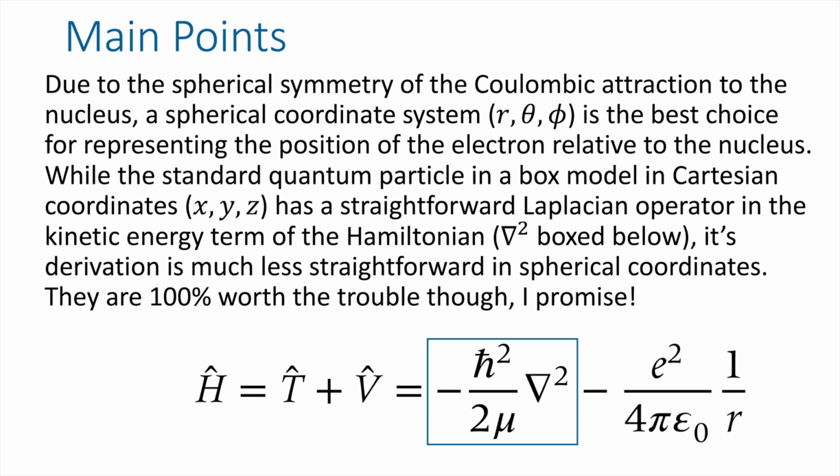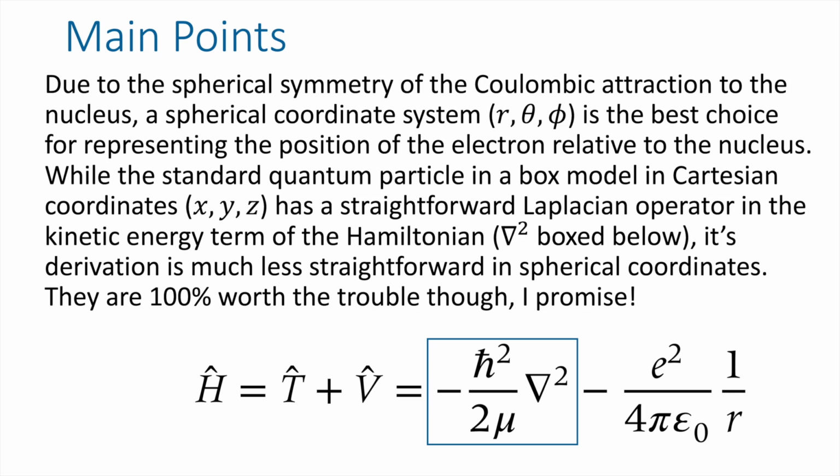Next point. Due to the spherical symmetry of the Coulombic attraction of an electron to the nucleus, the only reasonable decision in terms of a coordinate system is a spherical coordinate system. And perhaps when you got to look at the Laplacian in spherical coordinates, you're questioning me there, like, really? This is the best thing we could do? Yeah, it really is. As you see in the first term, the kinetic energy term of the Hamiltonian, we need to have the Laplacian in there, right? That triangle squared thing. That's our Laplacian, and so it has to be there.